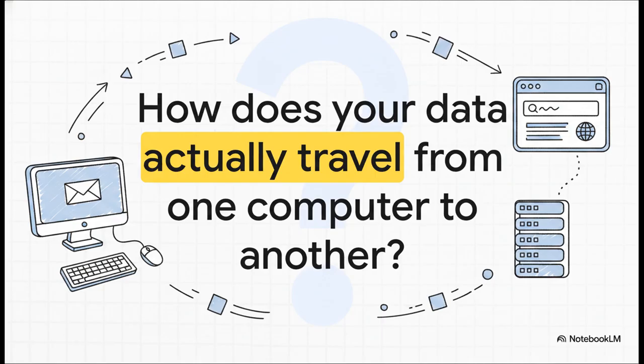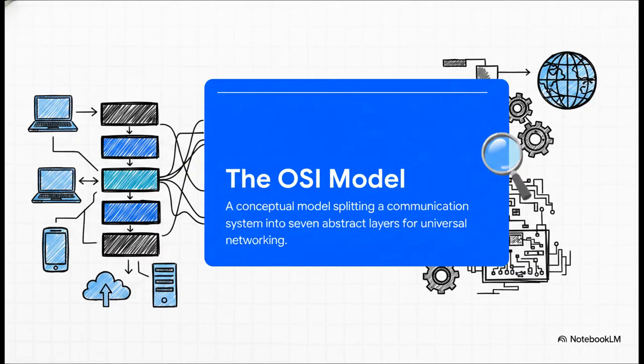So, let's start with a question that most of us never really stop to think about. You hit send on a message, you type a website into your browser, and poof, it just works. It feels like magic, right? But what's really going on? How does that data actually travel from your screen, maybe to a server halfway across the world, and then all the way back? Well, the answer lies in something called the Open Systems Interconnection Model, or as pretty much everyone calls it, the OSI model.